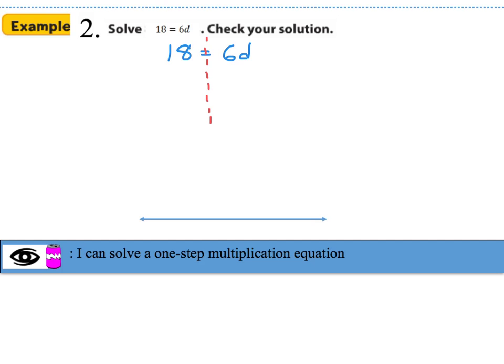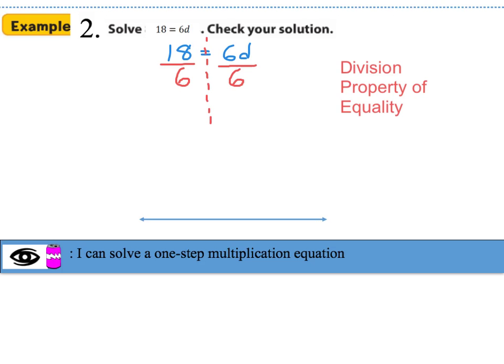So we're multiplying the 6 and the d, so in order to get d by itself, we need to do the opposite of multiplication, which is division. So let's divide this side by 6. Now if I divide one side by 6, let's keep it balanced by dividing both sides by 6. This is an example of the division property of equality because I divided by 6 on both sides.